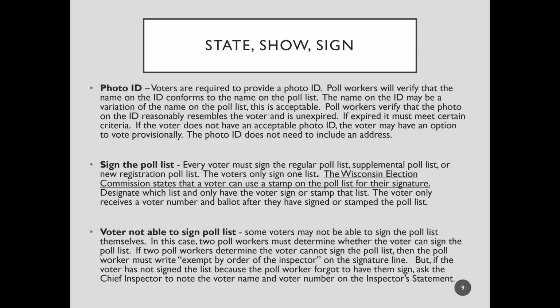But if the voter has not signed the list because the poll workers forgot to have them sign, ask the chief inspector to note the name and number of the voter in the inspector statement.